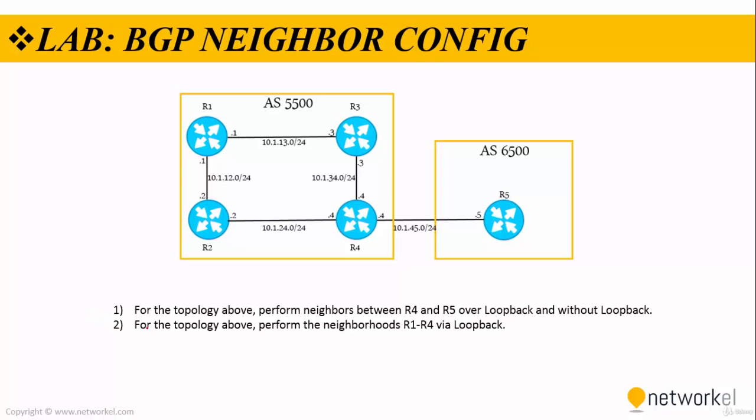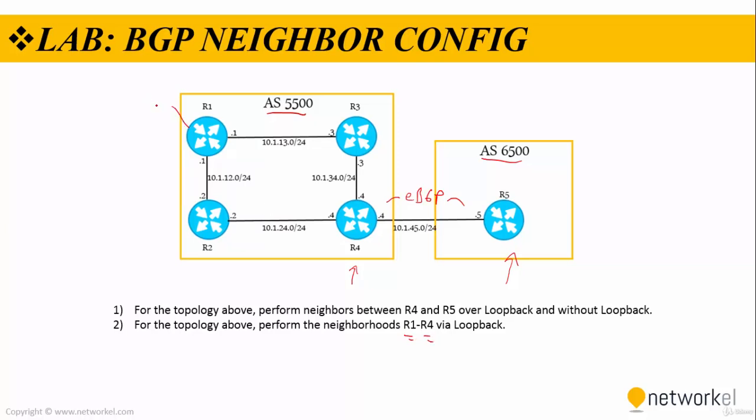In the first step, for the topology above, we need to perform neighborship between router 4 and router 5 over loopback and without loopbacks. Okay, as you can see, these guys are eBGP peers, right? Because they are in different autonomous systems. In the second step, for the topology above, we need to perform neighborship between router 1 and router 4 via loopback.